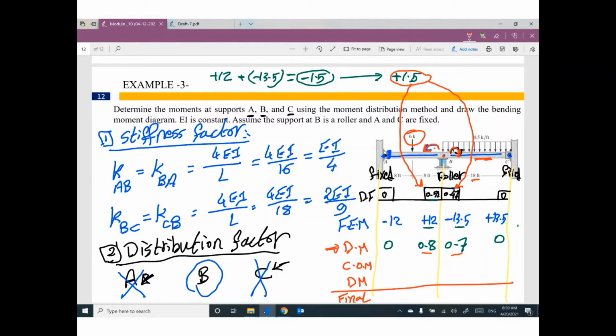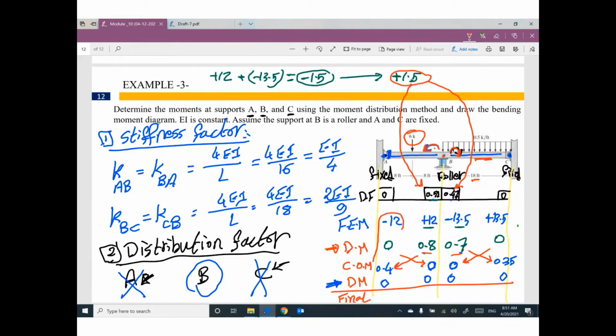After you did the distribution moment, go ahead and do this cross. Each value will go to the other side of the member by half value. So 0 to the other side will be half value 0. Point A to the other side of the member will be 0.4. 0.7 will go to the other side, 0.35. And 0, 0. One more time, distribution moment. Do you have distribution at A? No. Do you have distribution at C? No. Distribution between 0 and 0: 0 plus 0 is 0. 0 times this factor or this factor, I get 0. You are done.